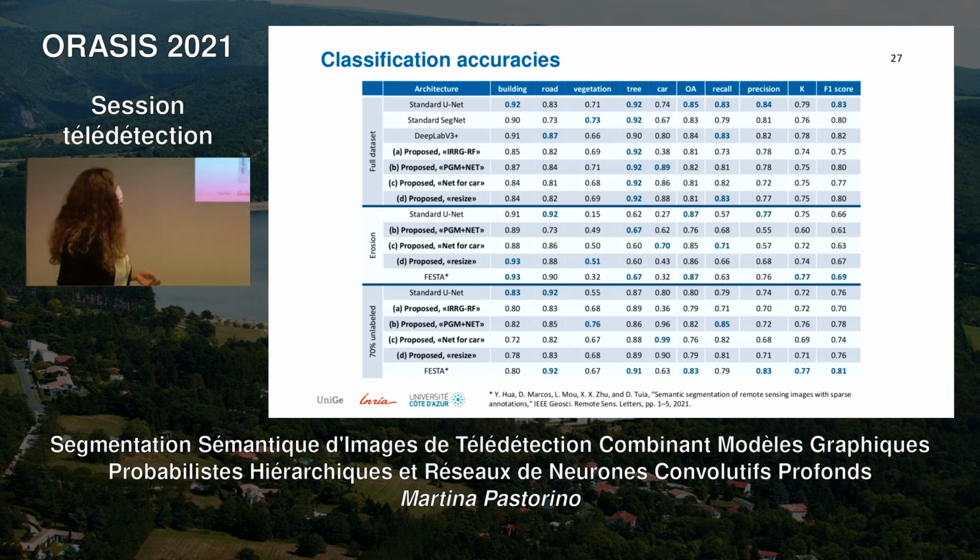These results are confirmed by the classification accuracies shown in this slide. The proposed technique in its 4 formulations was compared with 3 standard fully convolutional networks, UNet, SegNet, and DeepLab v3+, and with an approach proposed at the beginning of this year, which is called FESTA, in which the training of a fully convolutional network with an incomplete ground truth is handled with an additional regularization term.